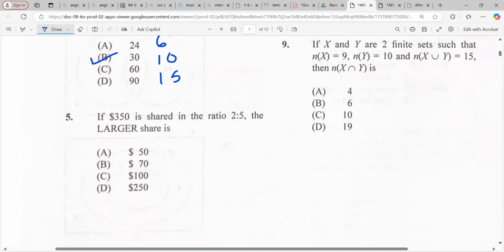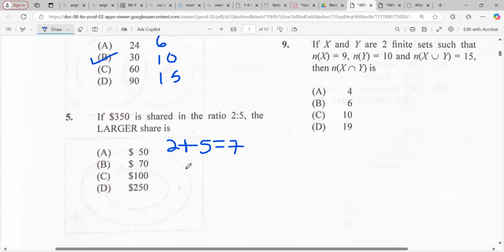If $350 is shared in the ratio 2 to 5, the larger share is. So first we add the ratio. So we add 2 plus 5 to give us 7. So it's a total of 7 shares, right? So we can either say 7 into 350. How many groups of 7 can we get out of 350?